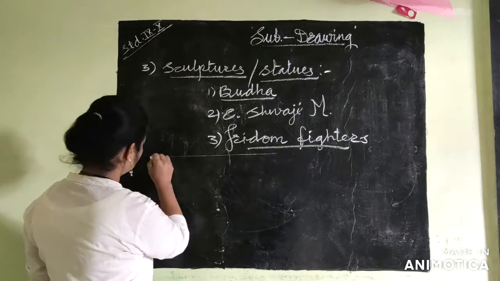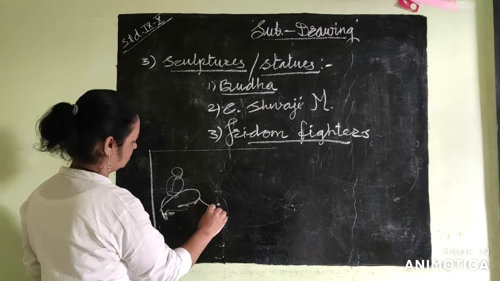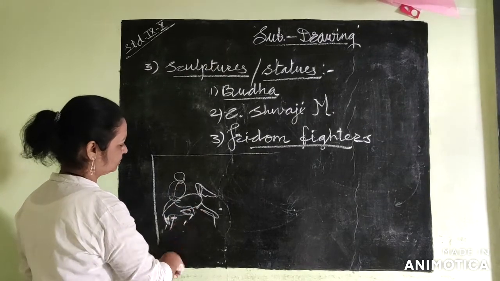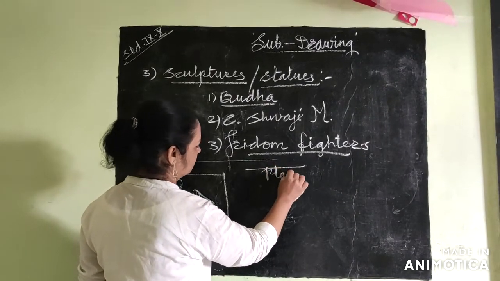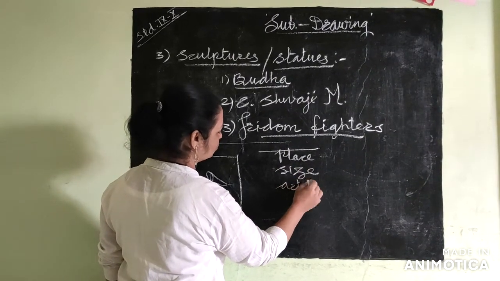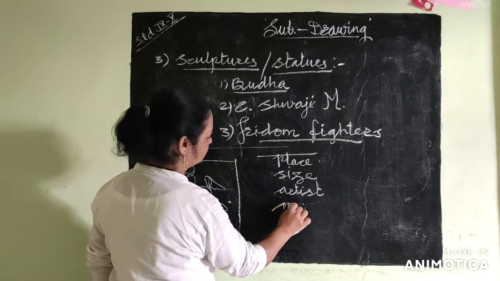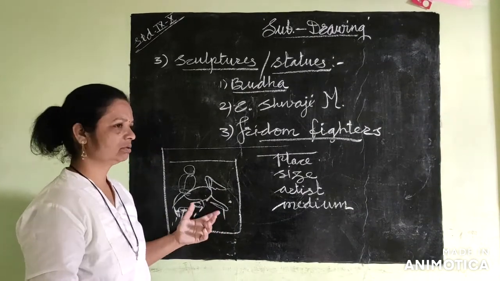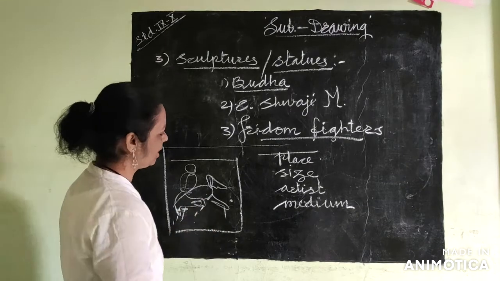Suppose this is your page. Here is the figure, meaning the picture, then the place, size, related artist if you know, and medium, in which medium it is made, whether bronze or copper or plaster of Paris, whatever it may be.